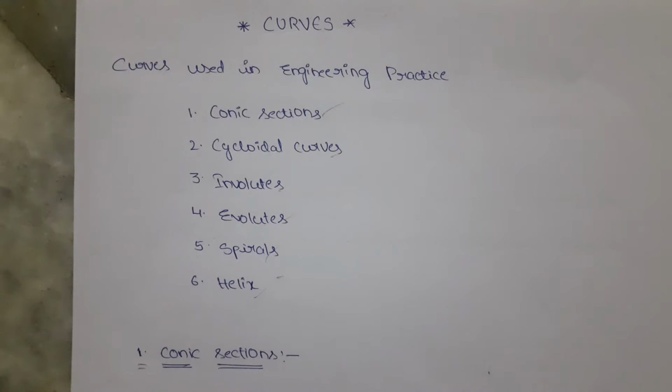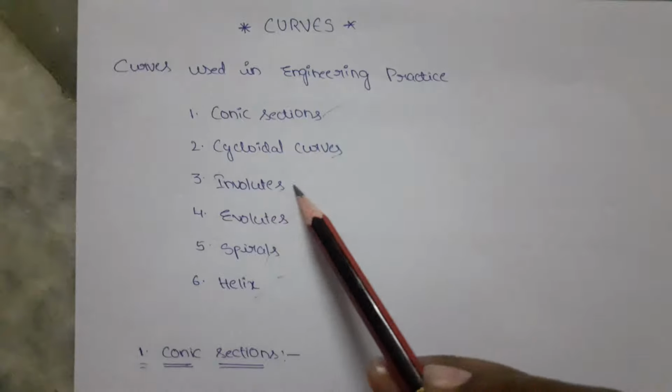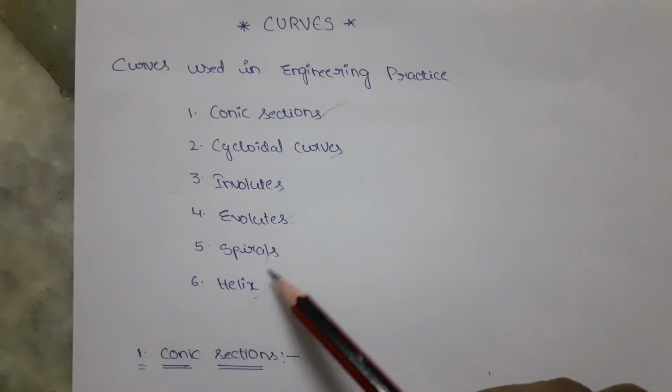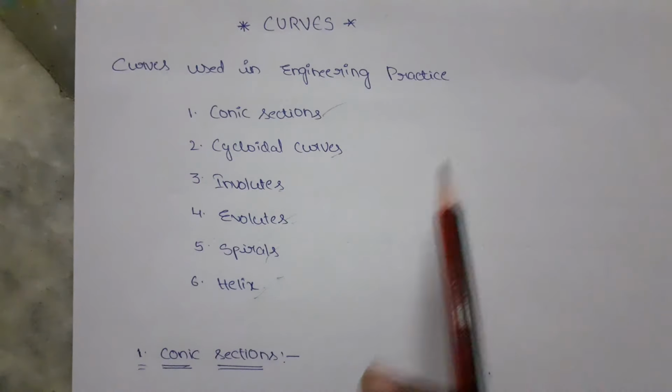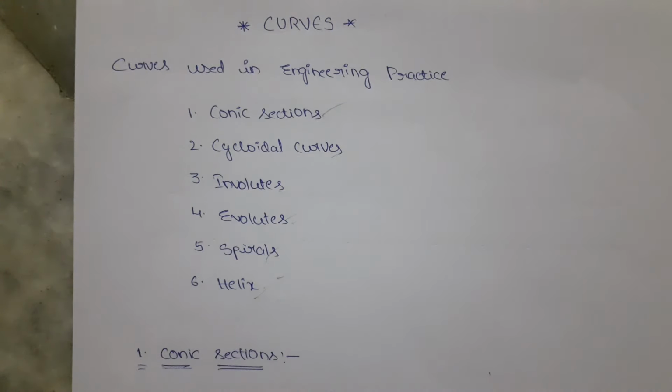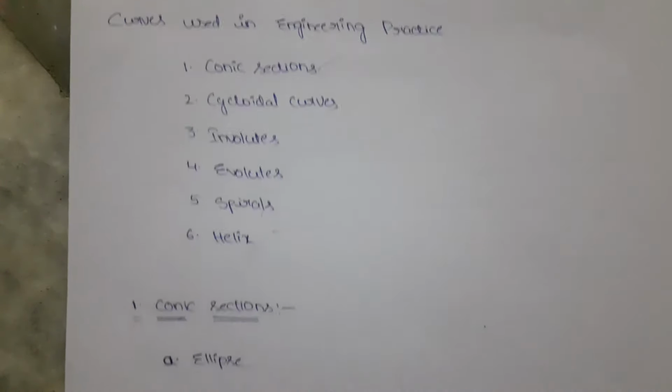Hi everyone. In this video, we're going to see about the curves which are used in engineering drawing. We have six types of curves in engineering drawing: conic sections, cycloidal curves, involutes, evolutes, spirals, and helix. These are the six types of curves we have in engineering drawing. Let's see the first one, that is the conic sections.